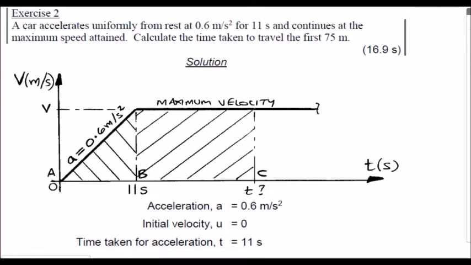So the car accelerates uniformly from rest, so it's going from rest again. And we're given the acceleration this time. We know the slope of the line. Don't forget, acceleration is the slope or the gradient of the velocity time diagram. So we know that slope there.